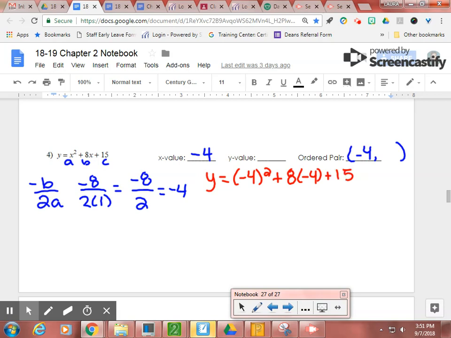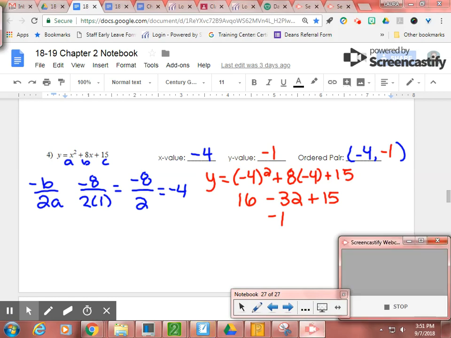So in your calculator, make sure you're putting the negative sign in parentheses, because if you don't, you're going to get the wrong answer. When you square a negative, it has to be positive. So minus 32 plus 15, that's going to give us negative 1. And negative 1 completes our ordered pair. And that's the simple part of finding vertex in standard form.